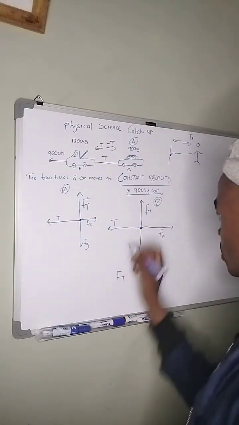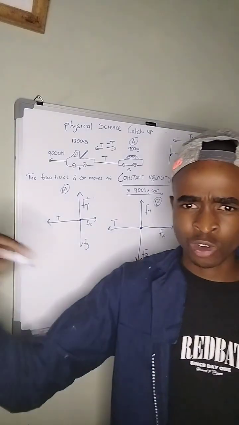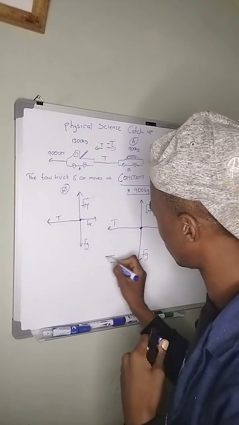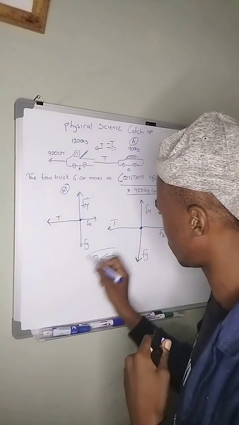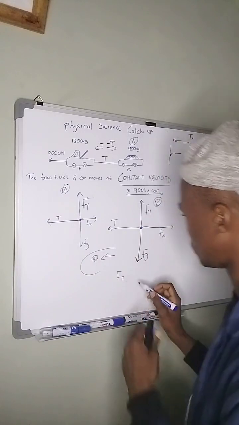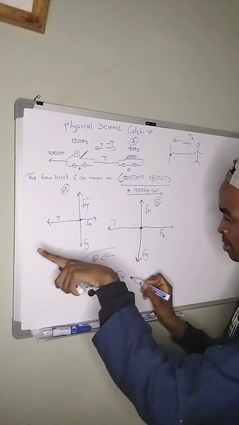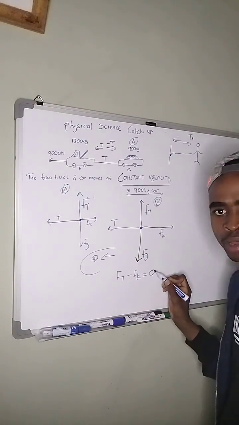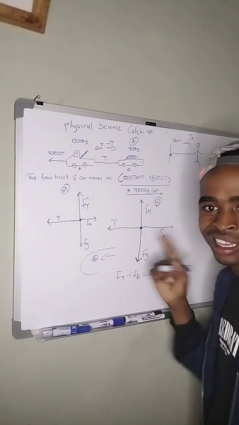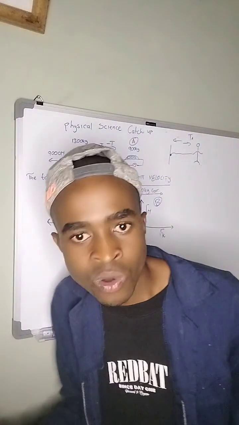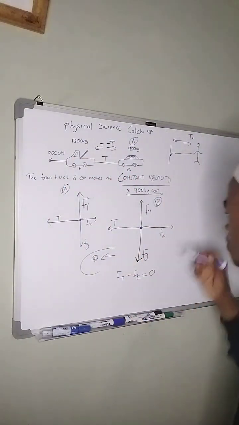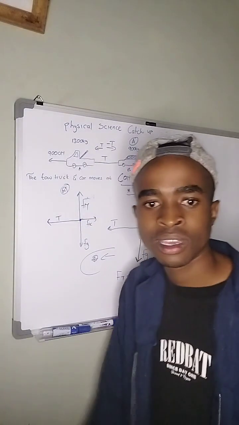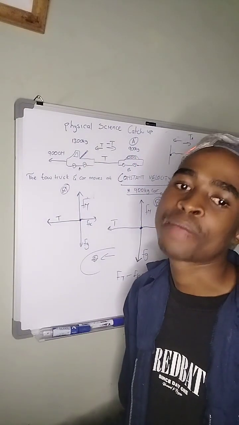Let's choose this direction as positive. So it means that Ft minus Fk is going to be equal to 0, because the magnitudes are equal. So it implies what? Constant velocity. Am I clear?